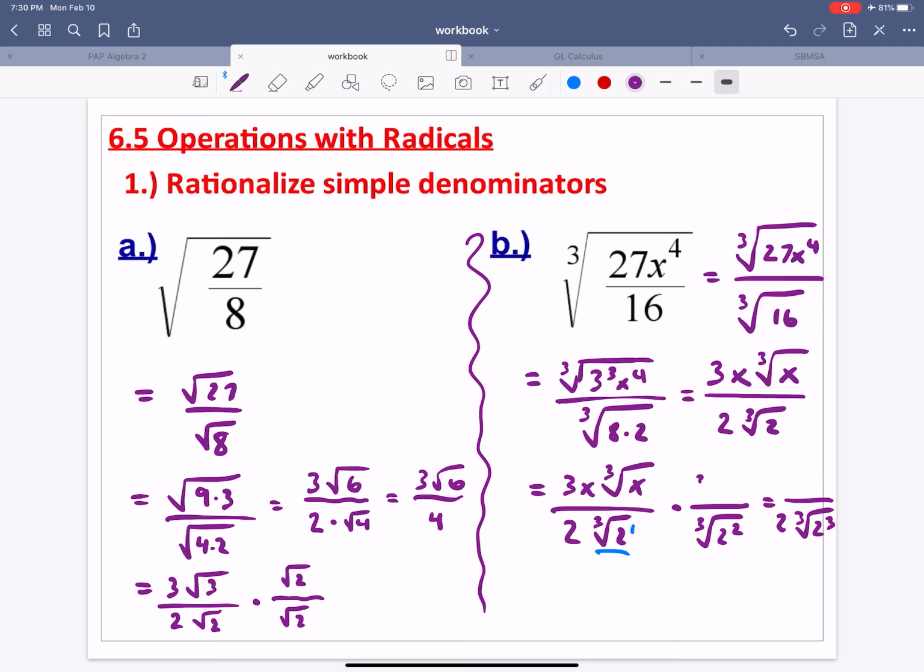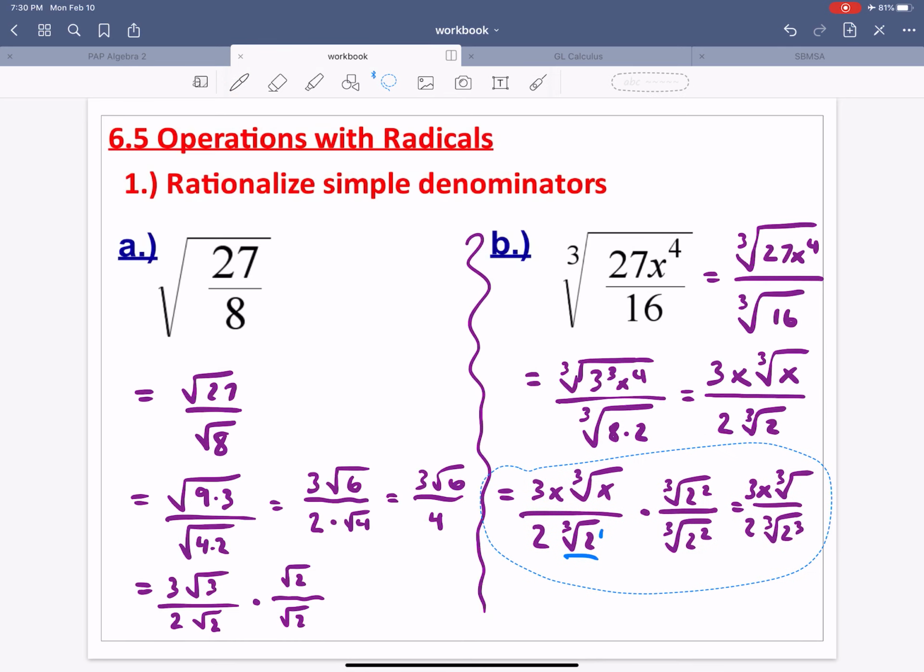So if I do that on the bottom, I have to also do that on the top, the cubed root of 2 squared. So cube root of 2 squared on the top, cube root of 2 squared on the bottom. Multiply that out. I get 3x times the cubed root of, running out of room here. So let me slide this over for a minute. There, I'll get a little bit more room. Cubed root of this first x times 2 squared would give me 4x inside the radical.